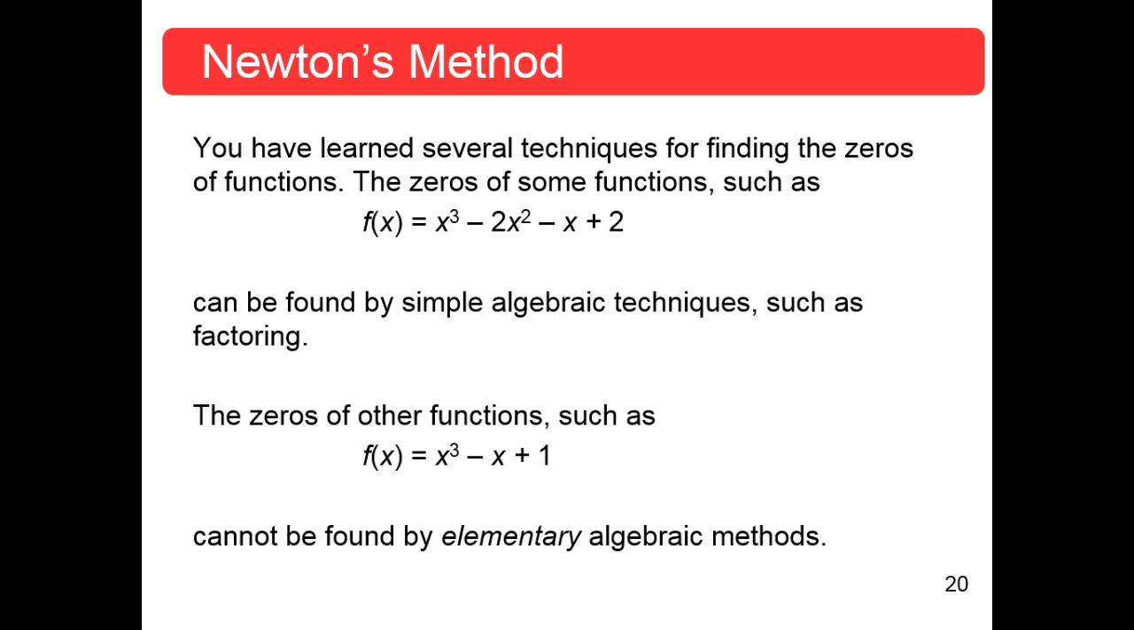Group it, and then factor by grouping. You can find the zeros without taking a single derivative, because that happens to work. Factoring by grouping is that. This one right here, there's no way to factor that that I know of. It cannot be found by factoring or some other elementary algebraic method, so for this one, Newton's method.